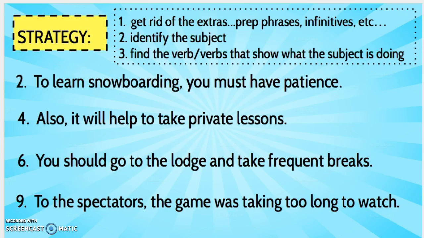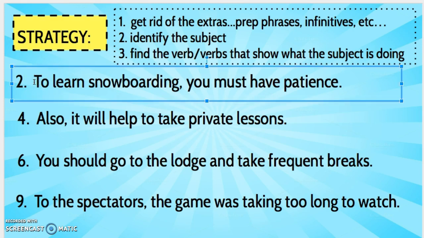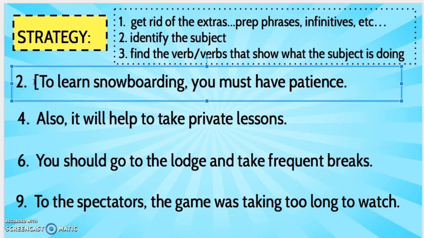Okay, let's take a look at some examples. What you're going to need is a highlighter for this. The first thing I really want you to do is to acknowledge any of the extra things. That could be prepositional phrases, that could be infinitives, it could be appositives, it could be verb phrases. And I want you to get rid of them, okay? Then I want you to identify the subject. Next, you're going to find the verb or verbs that show what the subject is doing. So if we look at this first one, to learn snowboarding, you must have patience. As I'm looking at that, I quickly notice that I have an infinitive on my hands. I have to learn, okay? I'm going to put brackets around this just so I know that that's an infinitive.